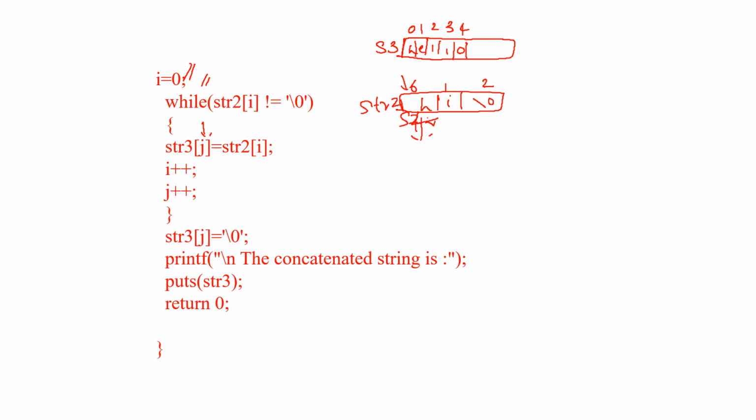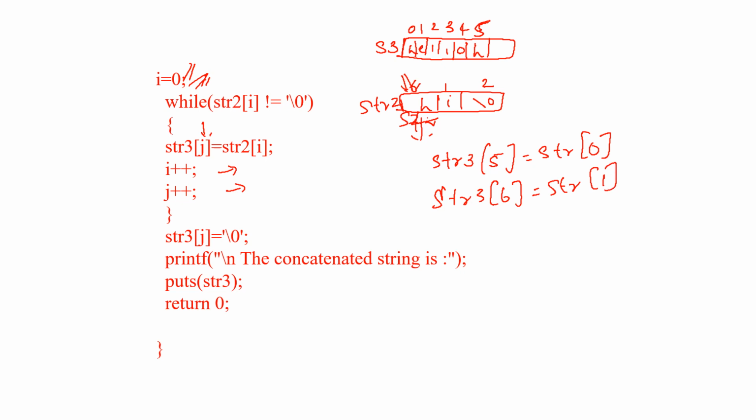So what is your current value of j? Already it has been incremented, right? So j will be equal to 5. Right, so what will be your value? String 3 of 5 will be equal to string 2 of 0. i is equal to 0, right? So what will be string 2 of 0? H. Now H will be assigned here. Again, you are going to increment the value for i and increment the value for j. So str3 of 6 will be equal to, sorry, string 2 of 1, don't forget this, that is equal to I. I will be assigned here.